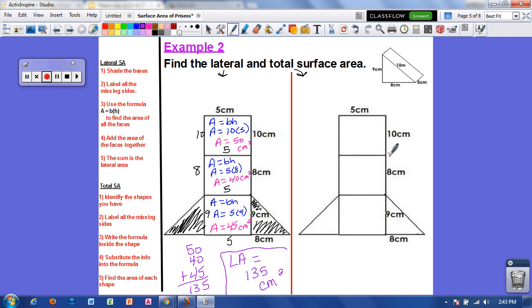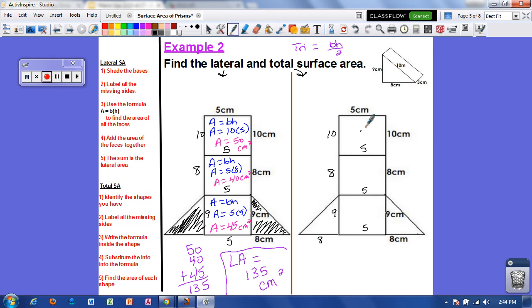Now over here I want to find total. So we have rectangles and we have triangles. So I know that for a triangle, that's going to be base times height divided by 2. So I'm going to need that for these triangles right here. Now I want to label missing sides. I know all these will be 5. This is 10, it's across from this. If this is 8, this is 8. If this is 9, this is 9. And we know that these triangles are going to be congruent. So if this is 8, this is 8.